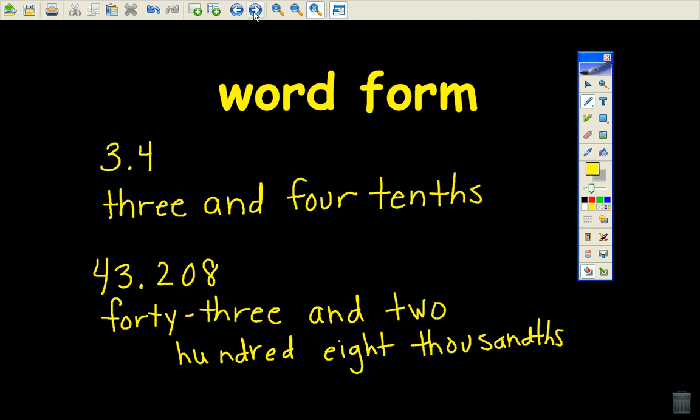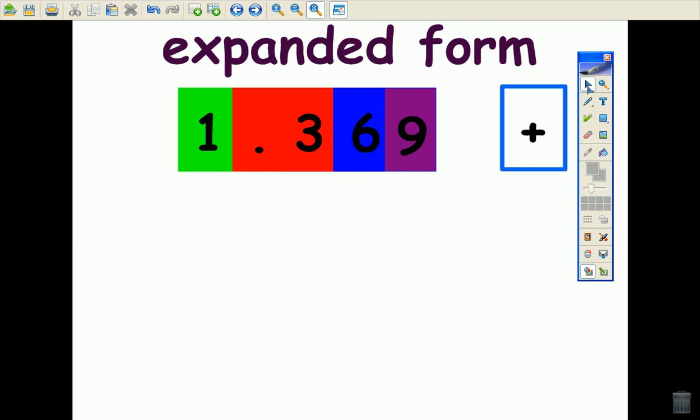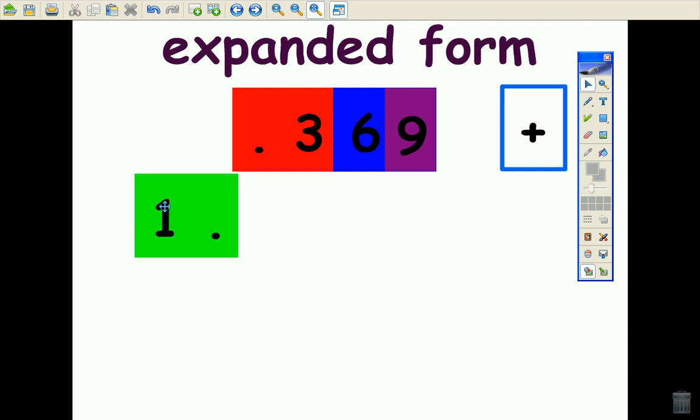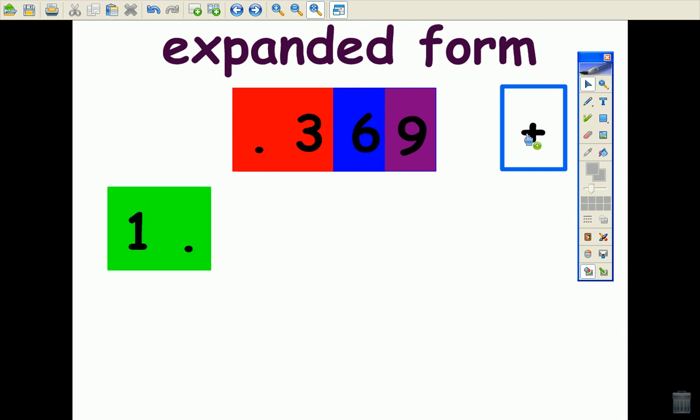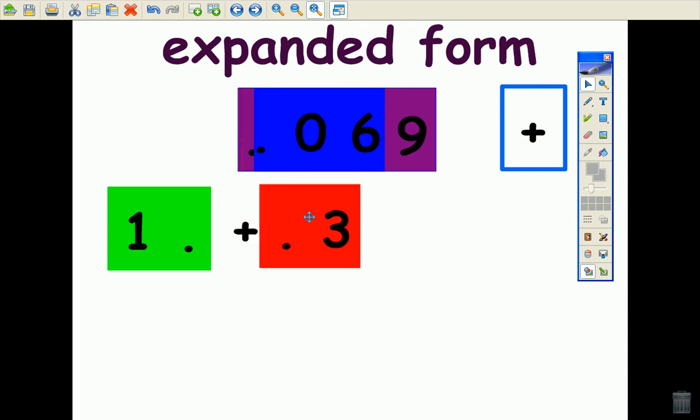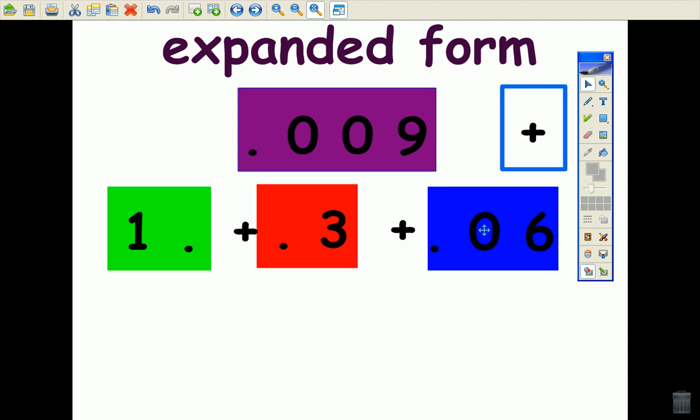And the last form for decimals is our expanded form. If we had this number, we would say it 1 and 369/1000. So to do this in expanded form, I do it piece by piece. The 1 is just one whole. It has an imaginary decimal behind it, doesn't it? The next one would be 3/10. Now look at the next place. What do you notice has happened? I have to put that 0 to hold the place.